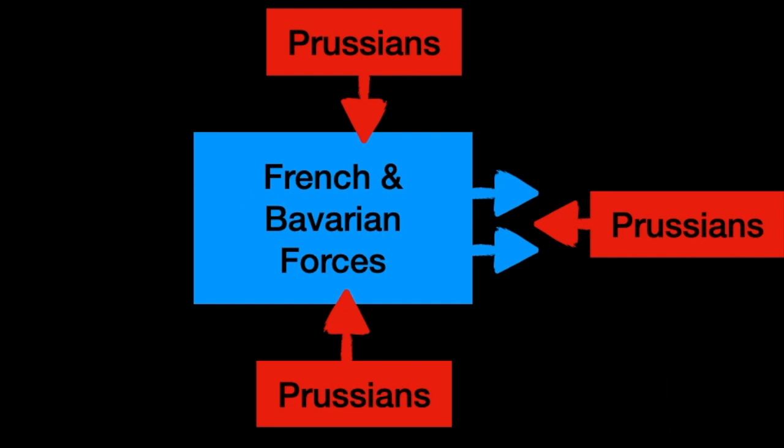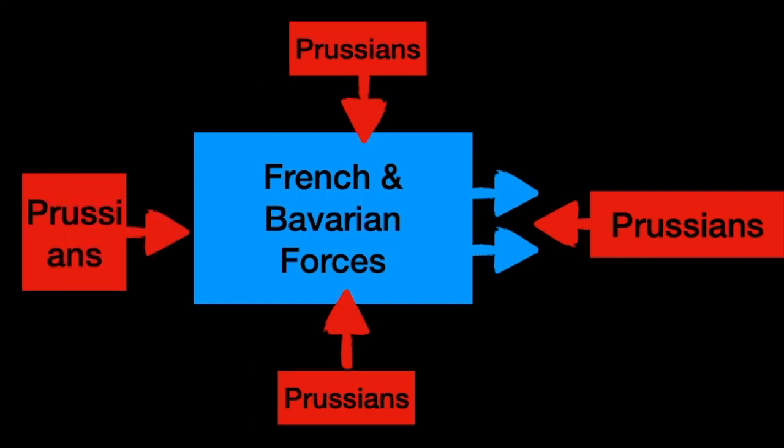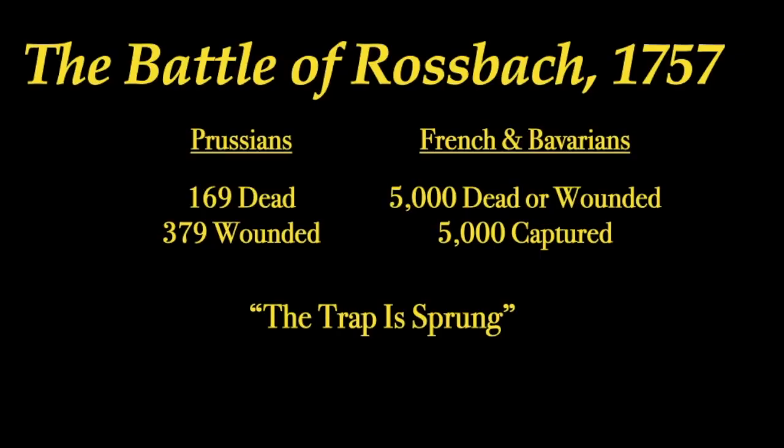So the French and Bavarian forces come in to engage what they think is the central force of the Prussians. But next thing they know, they're getting attacked on either side by other Prussian units. They're like, where did these guys come from? And then, of course, from the two flanking Prussian units on either side of the French and Bavarian forces, some of them split off to go behind them. And now they're completely surrounded and it's all over. Battle of Rossbach, 1757. The French and the Bavarians got wiped out.